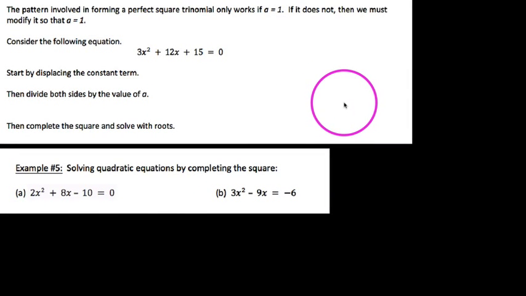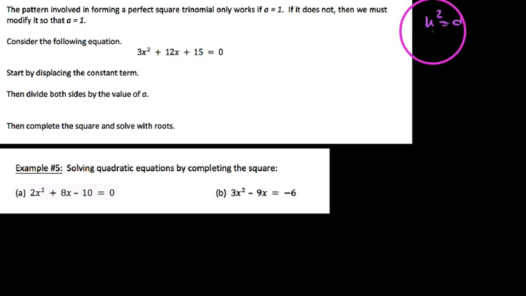Okay, YouTube, in my last video we explored how we could use the process of completing the square in order to rewrite some trinomial on, say, the left-hand side of an equation into a perfect square trinomial so that it does factor down into something squared equaling some constant on the right. And then we could just use square roots to solve that equation. But essentially what we did was explore trinomials where the a value is equal to 1.